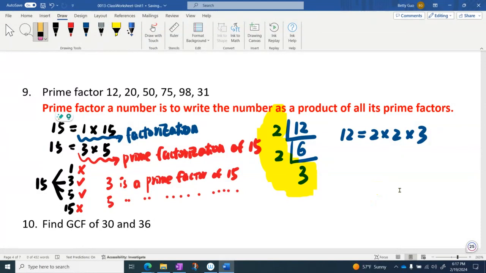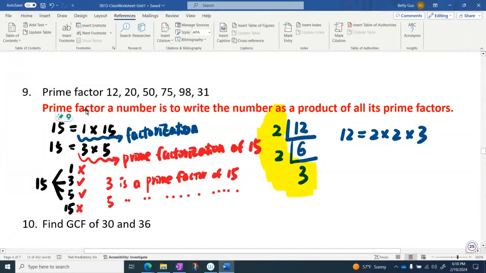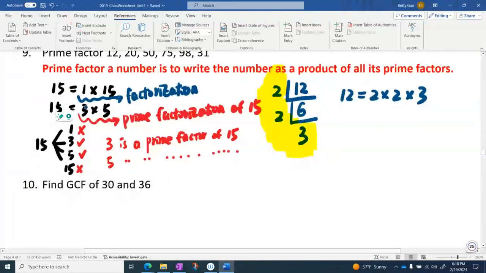Yeah, okay. So let me do another one, and I want you to practice the rest. I'm going to do 75. I'm going to prime factor number 75. Use my big L technique.